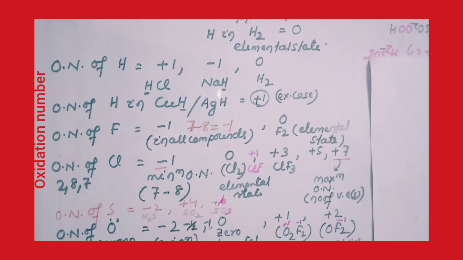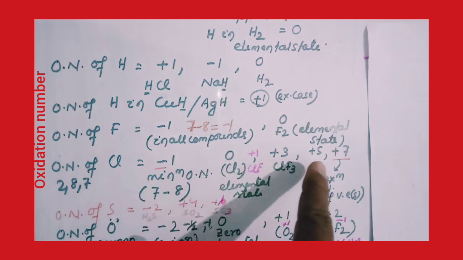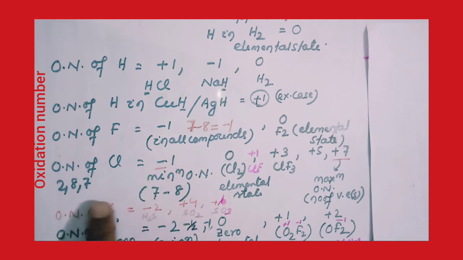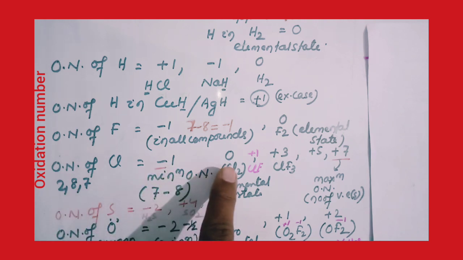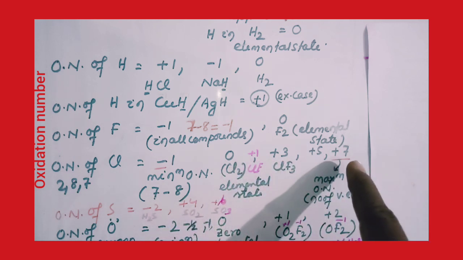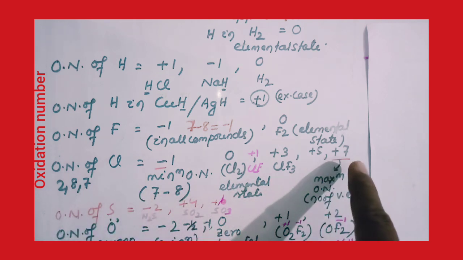Oxidation number of chlorine in all its compounds is minus 1, 0, plus 1, plus 3, plus 5, plus 7. Minus 1 is the minimum oxidation state. It can be calculated by subtracting 8 from 7. 7 minus 8 gives minus 1. 7 is the number of valence electrons. 0 in elemental state, plus 1 in ClF, plus 3 in chlorine trifluoride, and it has plus 7 oxidation state, and it is the maximum oxidation state. And you know chlorine has 7 valence electrons in its outermost shell, so maximum oxidation state is plus 7.